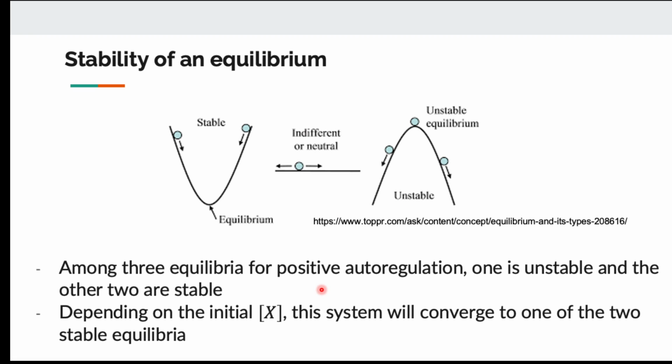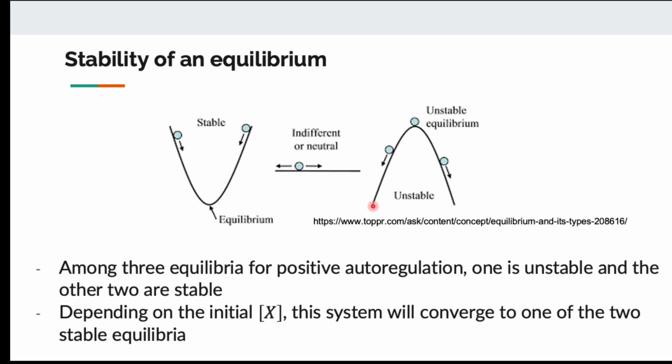One thing that happens in the case of positive autoregulation is that even though we seem to have 3 equilibria, 3 concentrations of the RNA that make the differential equation equal to 0, one of them is not stable. When I say stable or unstable, when we think about the differential equation or the slope of the graph being 0, there are 2 situations. If the graph is convex, the equilibrium is stable because it's the lowest point on the graph. If the graph is constant, then you have a slope of 0 everywhere.